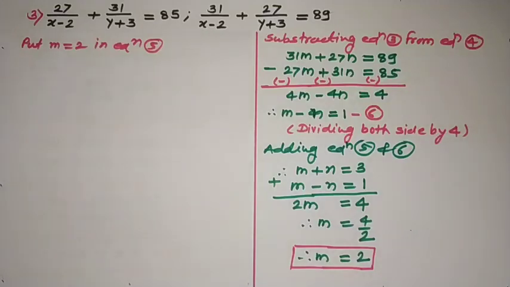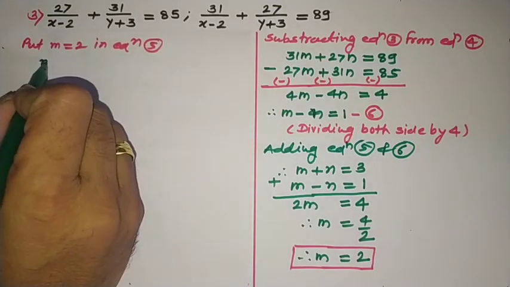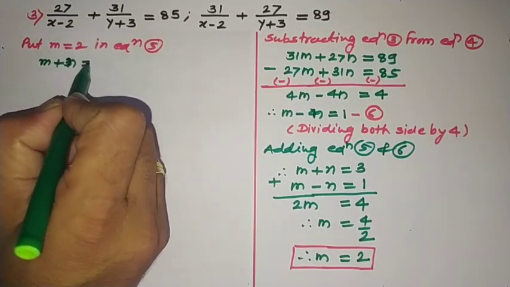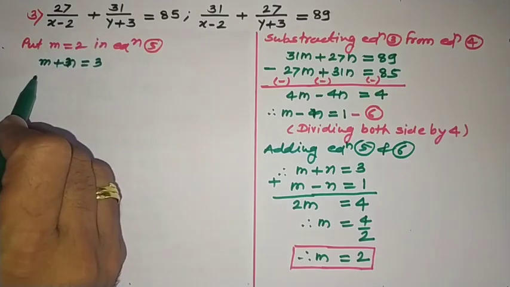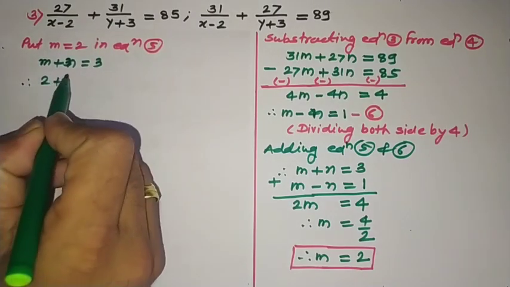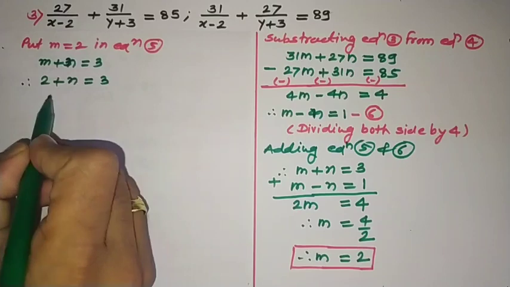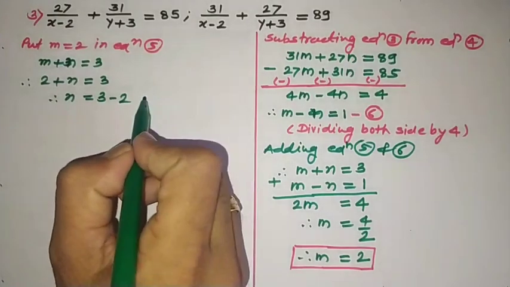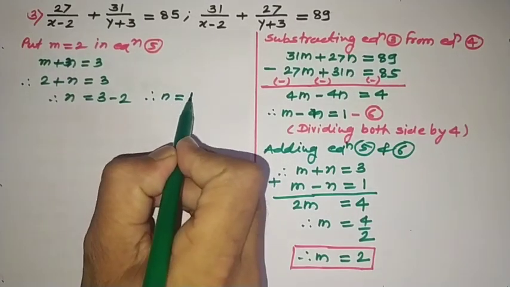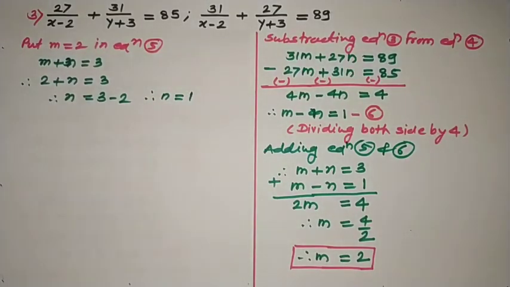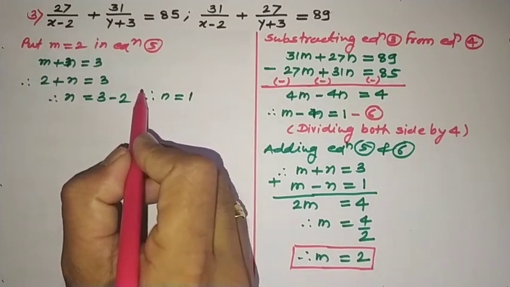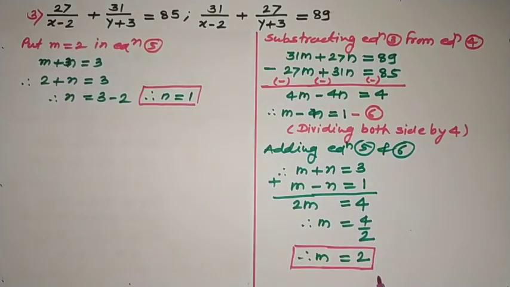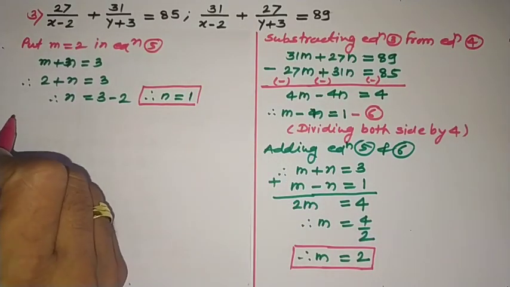First write down equation 5: m plus n is equal to 3. Value of m is 2, so 2 plus n is equal to 3, and therefore n is equal to 3 minus 2. Therefore the value of n, 3 minus 2, is 1. This is the value of n, and this is the value of m.